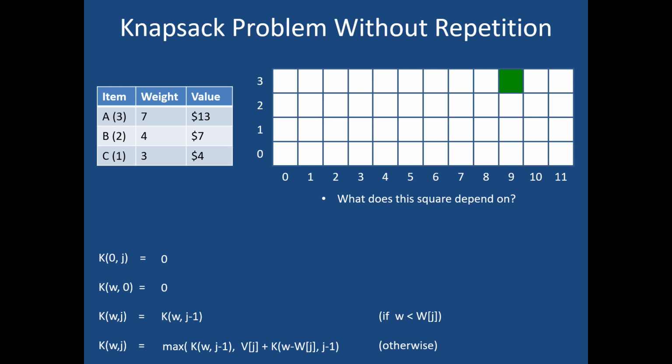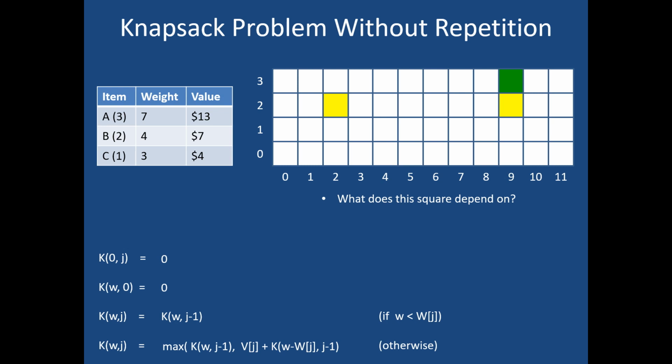What was that box? 2. Okay, so we have to subtract the weight of item 3, which is 7, so we get to this column, which row? 2. The second row, because it's J minus 1. So you get that. So that green box depends on those 2.